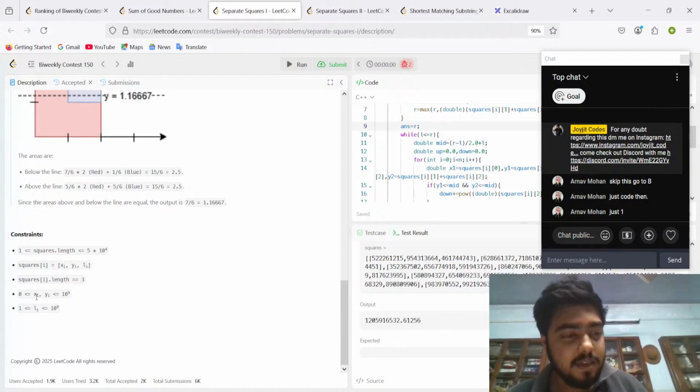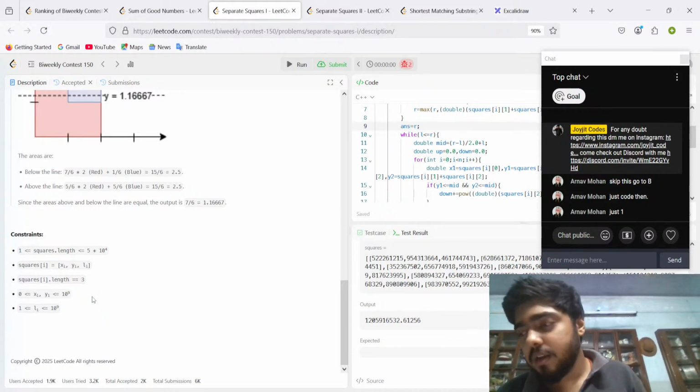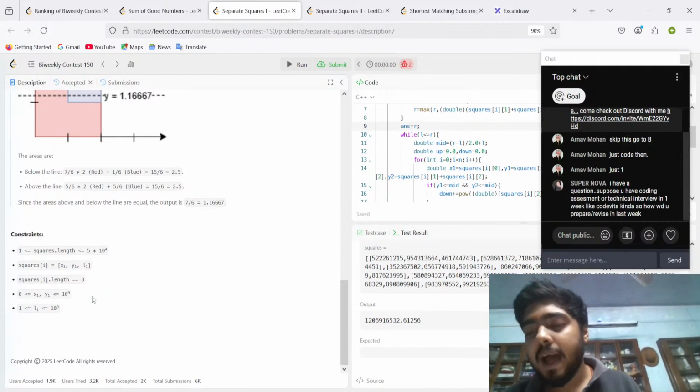and xi is lesser than equal to 10 to the power 9, and li is lesser than equal to 10 to the power 9. So whenever you find something that is 10 to the power 9, one thing you can make out from here is that we don't have to make any algorithm.